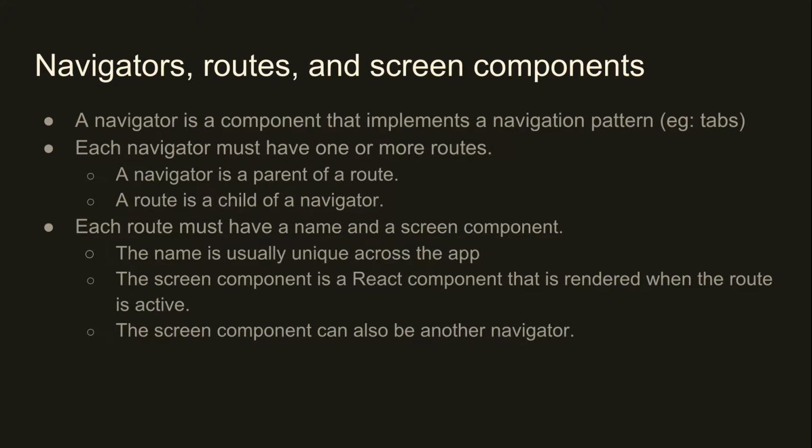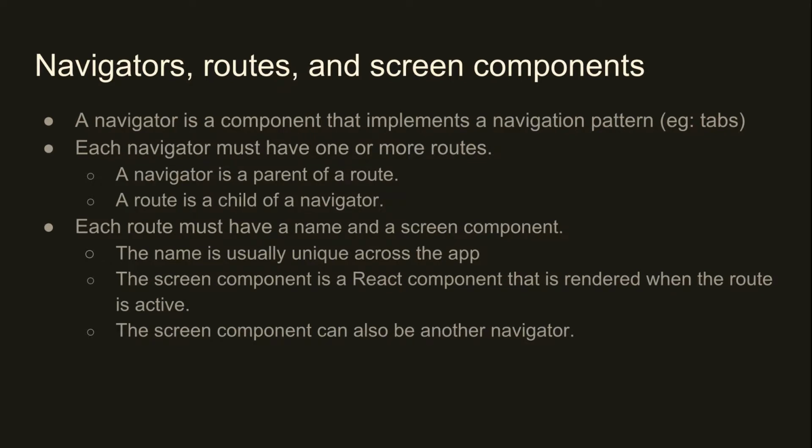So each navigator must have one or more routes. So you say this tab has a home tab, it has a settings tab, and all these other things. And the route is considered to be a child of the navigator. Each route must have a name and a screen component. And the name is typically unique across the app. So that's kind of like saying this specific key refers to this screen, regardless of where that is nested within this hierarchy. There can be exceptions to that later, but by the time that becomes a thing, you will probably have the intuition necessary to understand why you might want that to be an exception.